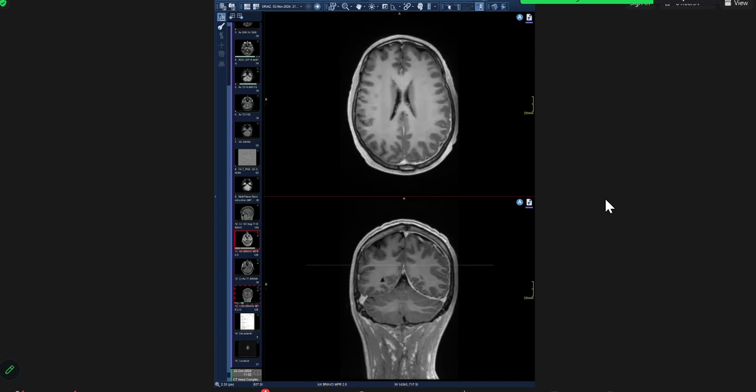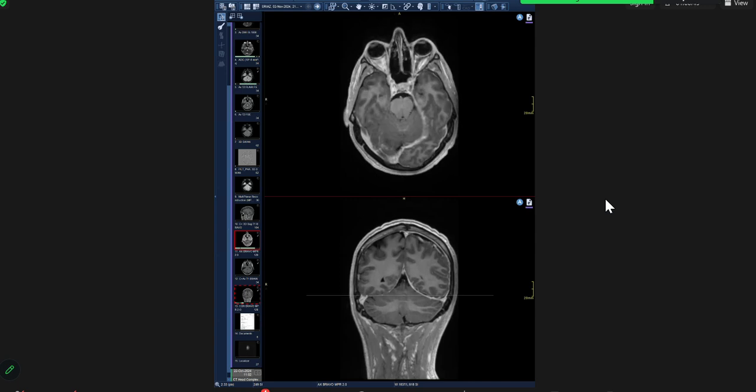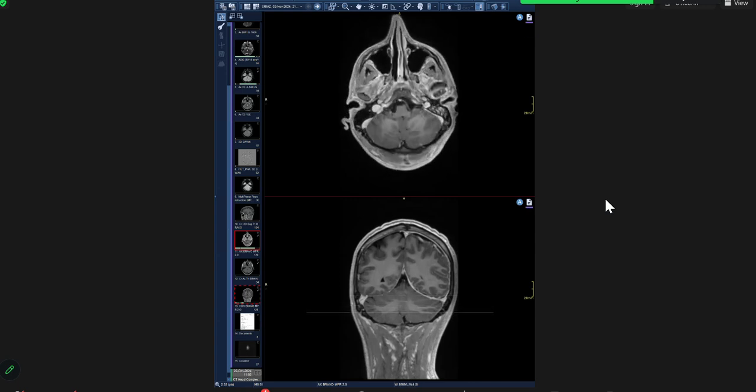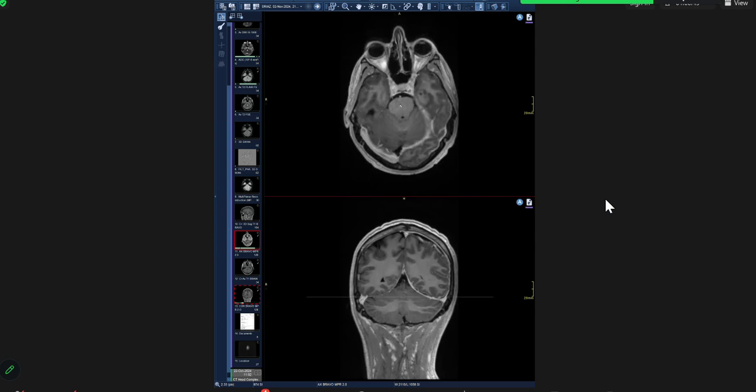I cannot see any cerebral venous thrombosis in these images. Okay, so I can just appreciate the dural enhancement on these images. Okay, so what are you thinking? I can think of any infective process.